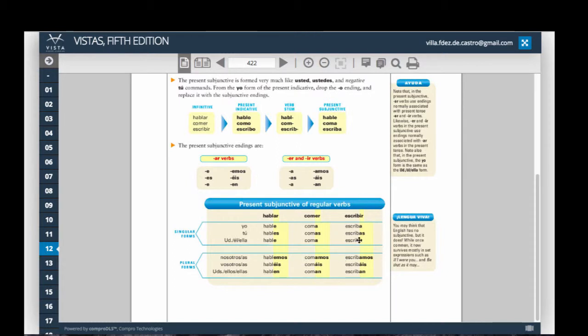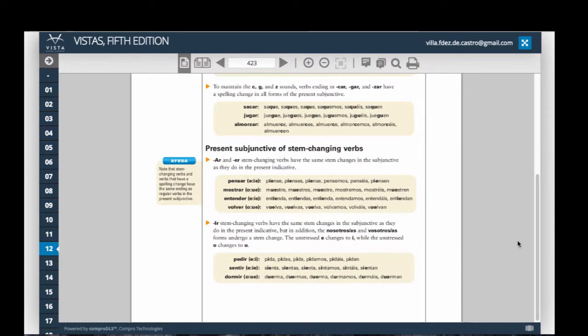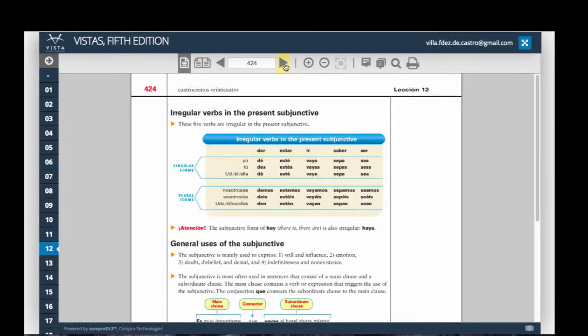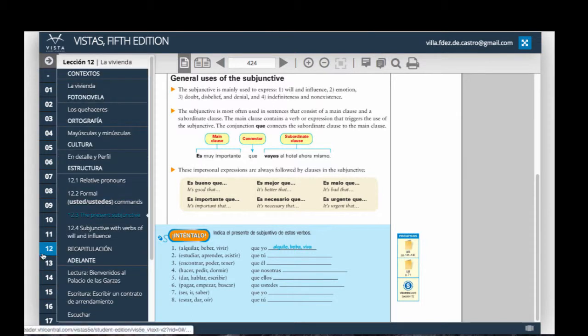This is the conjugation. Okay, so with E for the AR verbs and with A for the IR and ER verbs, and these are the regular ones. Stem changing verbs. So there's a lot to learn in this one. Irregular, and then here are the general uses of the subjunctive. They are used in a specific type of sentence that you'll see in here with a main clause, a connector, and a subordinate clause. Bueno.